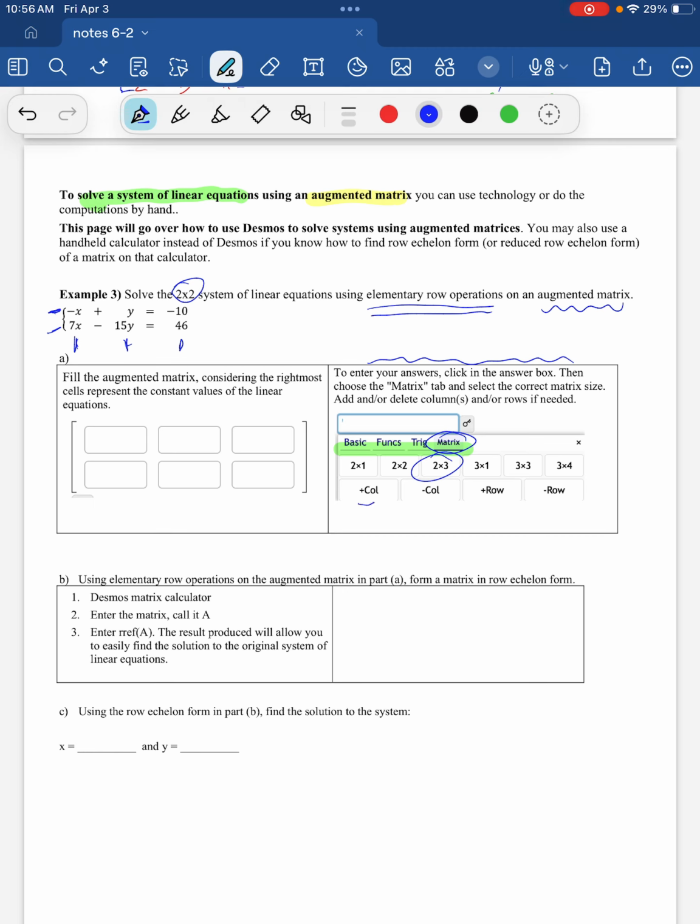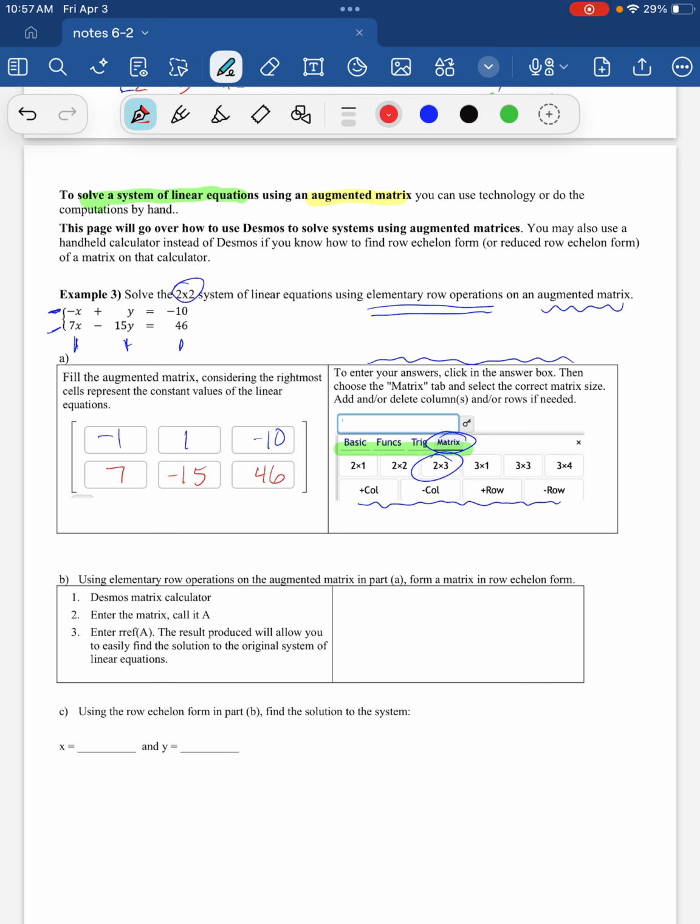Once you choose that, you'll see the blanks that you need to fill in. If you make a mistake or if you need a different choice, you can use the buttons below that to add or delete rows or columns as needed. But now we're ready to enter the elements in the correct position. We have a -1 in front of the x in the first equation, a +1 in front of the y, and it's equal to -10. For the second equation, which goes in the second row, 7 is in front of the x, -15 in front of the y, and it's equal to 46.